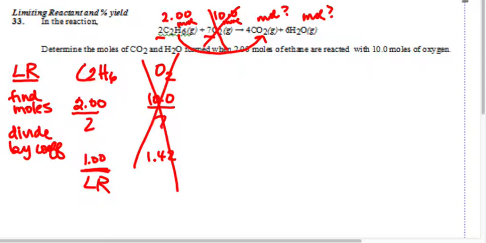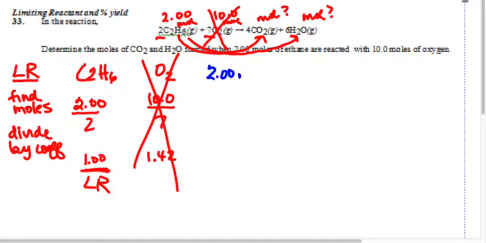And to find water, we could either go from here to water, or we could go from carbon dioxide to water once we know the carbon dioxide. Remember, stoichiometry, you can go anywhere you want. So let's go ahead and start. And these numbers, guys, make it so easy. This is just coincidentally super easy the way the numbers work.